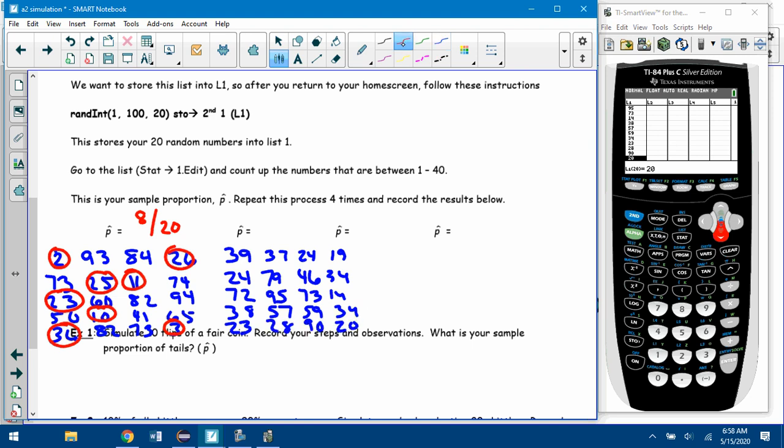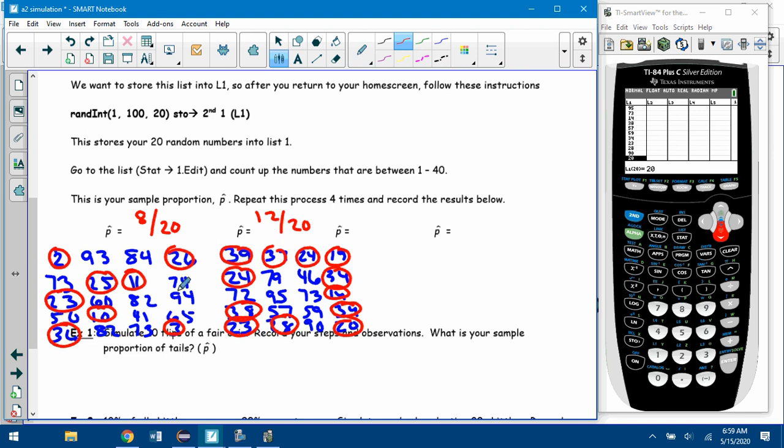Okay, count up how many are red. So the numbers between 1 and 40. 1, 2, 3, 4, 5, 6, 7, 8, 9, 10, 11, 12. Okay, that time a lot of them were. That's 60%. Now we know 60% of the numbers between 1 and 100 are not 40. But one sample could have something that extreme.